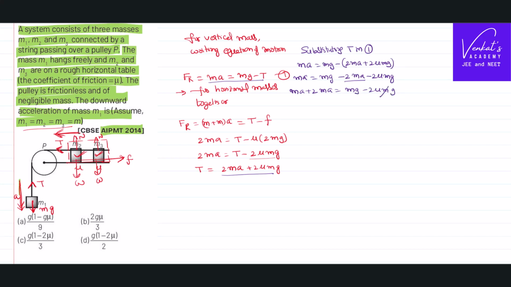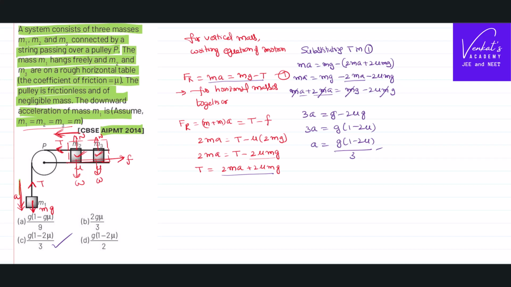In all of this, m is common, that can be cancelled. a plus 2a is 3a equals g minus 2 mu g. So g can be taken common here. g(1 minus 2 mu) equals 3a. So a equals g(1 minus 2 mu)/3. That's option number 3, which is the answer for the problem.